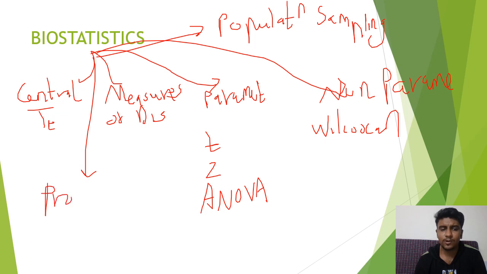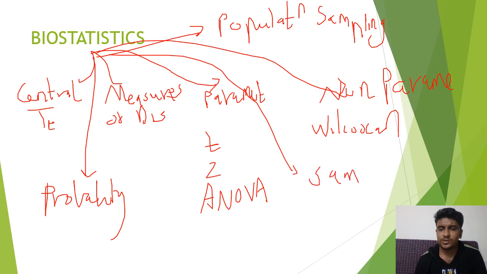Then we also learned about probability and sampling distribution. In sampling distribution, basically there is normal distribution, Poisson distribution, binomial distribution, different distribution curves that are available. So sampling distribution is very essential.